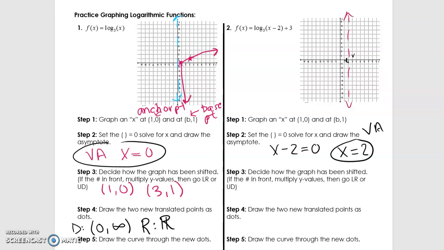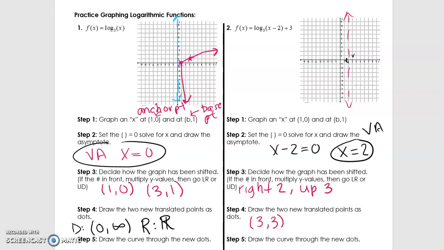Now let's decide how it's been changed. It looks like that minus 2 means I'm going to go to the right 2, and then I'm going to go up 3. So I need to translate these points. Instead of being at (1, 0), that point is now going to be, if I'm going right 2, at x equals 3, and going up 3, at y equals 3. So my new point is (3, 3).